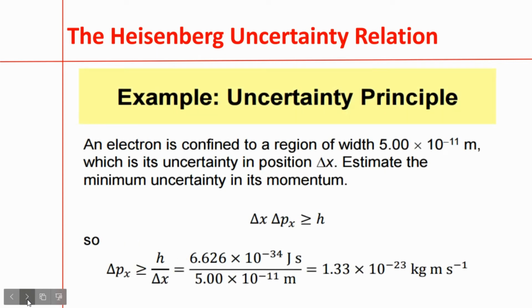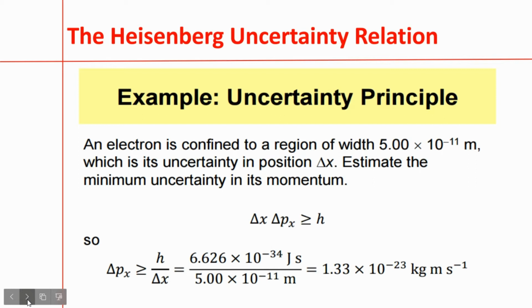This is an example related to the Heisenberg Uncertainty Principle. Let me explain this example. An electron is confined to a region of width 5.0 multiplied by 10 raised to the power minus 11 meter, which is its uncertainty in position delta x. Estimate the minimum uncertainty in its momentum. Simply, you will apply the Heisenberg Uncertainty Principle: delta x and delta px is always greater than or equal to h bar. Here we actually want to find delta px, so delta px is greater than or equal to h over delta x.